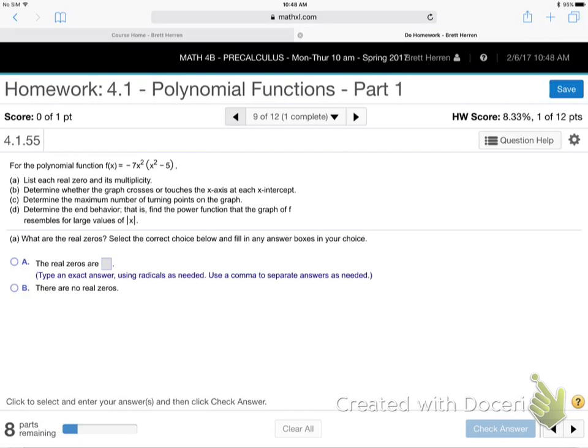All right, so let's try number 9. List each real zero and its multiplicity. Maybe I'll do roll for a change. I'll do roll while you try that one. So go ahead, try that one.